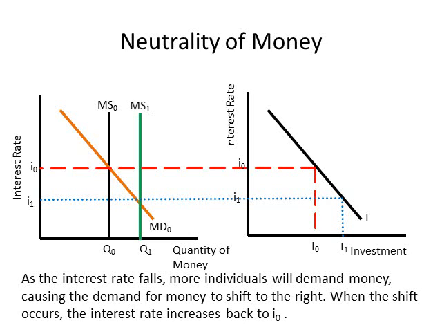However, more firms begin to demand more money, which causes the demand for money to shift to the right. The shift to the right of the demand for money causes the interest rate to increase. The increase in the interest rate causes the investment to decrease and the economy returns to its original state.